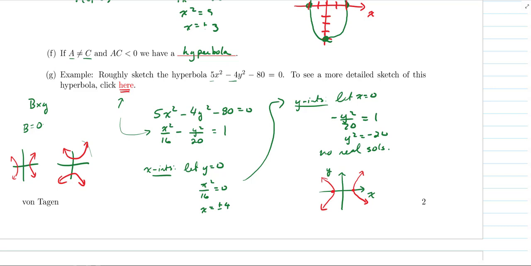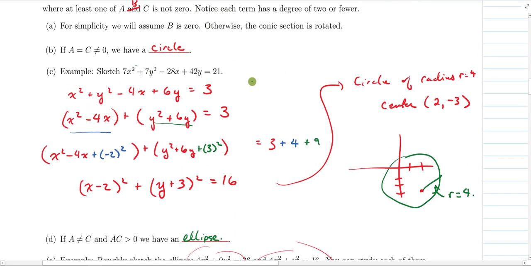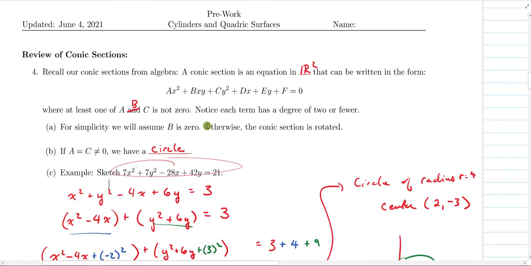So that concludes our quick review of conic sections. The big thing that you need to be able to do, though, is when you're looking at an expression like this, or the other two expressions that we have, I need you to quickly be able to determine whether you're dealing with an ellipse, a circle, a hyperbola, whatever, very quickly. And that's what we need to take from this section in our review of conic sections. We'll pick up now with the quadric surfaces in the next video.